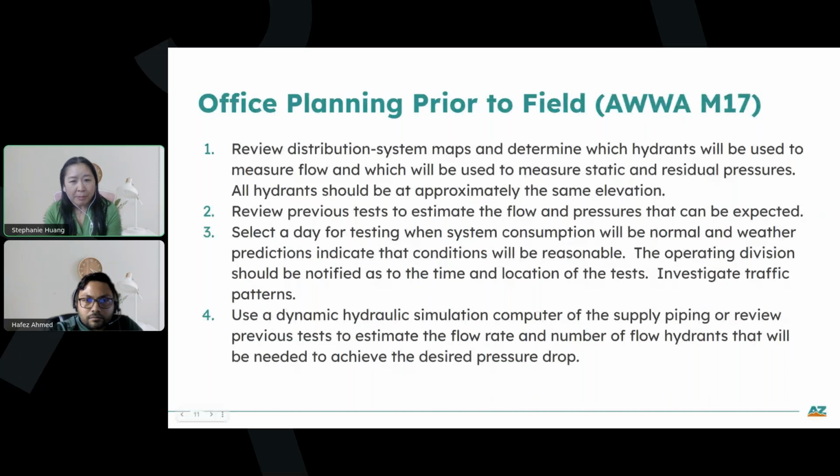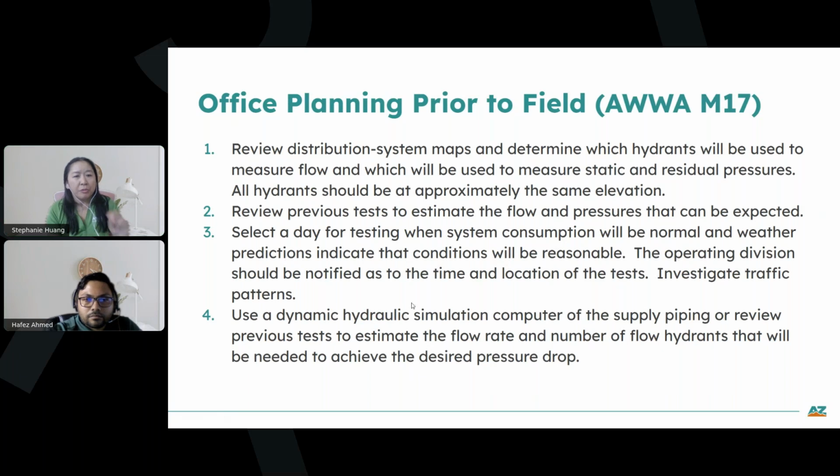So, office planning prior to doing a fire hydrant test according to AWWA M17. First, you want to review the distribution system maps, if you have any, and determine which hydrants will be used to measure flow and which will be used to measure static and residual pressures. All hydrants should be at roughly the same elevation. Otherwise, you'll need to do some calculations to approximate that.